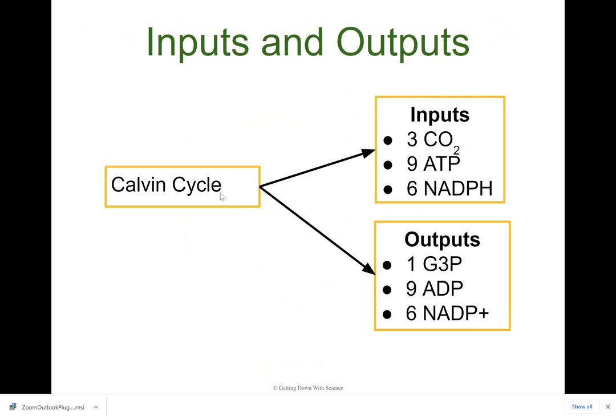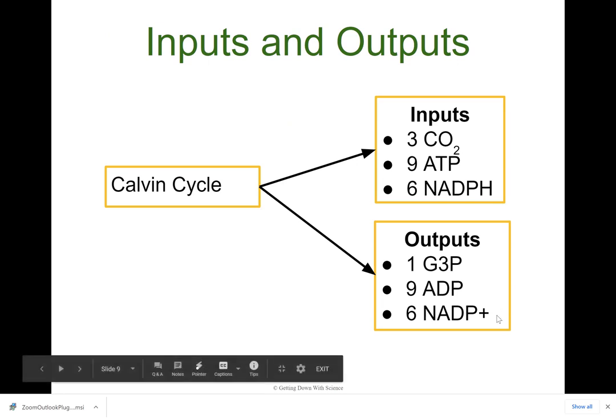So in terms of what do we get, what do we put in? We put in 3 carbon dioxides, 9 ATPs, and 6 NADPHs. And remember, ATP and NADPH came from our light-dependent reactions. And the plant took in, like it inhaled, but not really. Remember, through the stomata, it allows it to pass, took in carbon dioxide. The outputs, we get 1 G3P, so 1 sugar, 9 ADP, and 6 NADP. These, the ADP and NADP, will go back to the light-dependent reaction to be recycled.